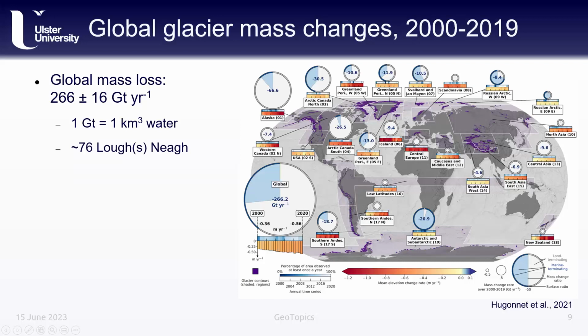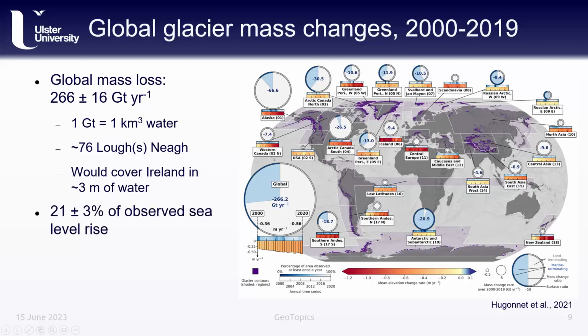Or, if you prefer, about 76 times the volume of Loch Ness. Or, if we were to spread all of that water out over the surface of the island of Ireland, we would end up with about 3 meters worth of water covering everything. So this is a lot of water, and this is happening every year over the past 20 or so years.